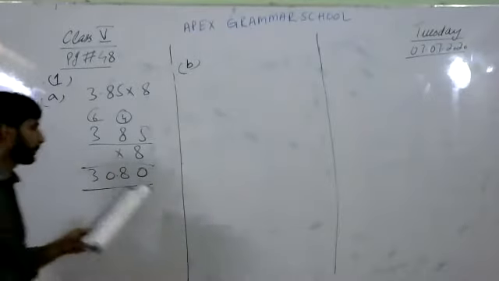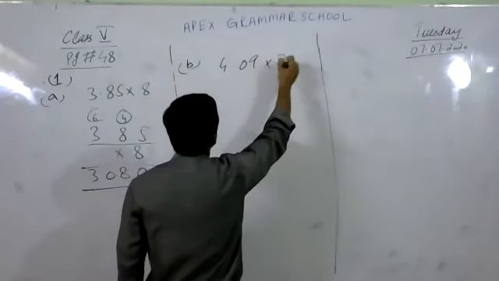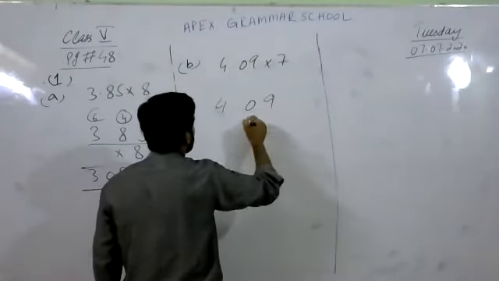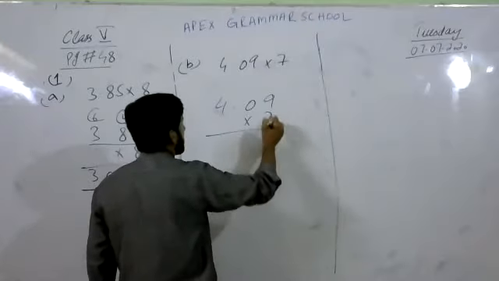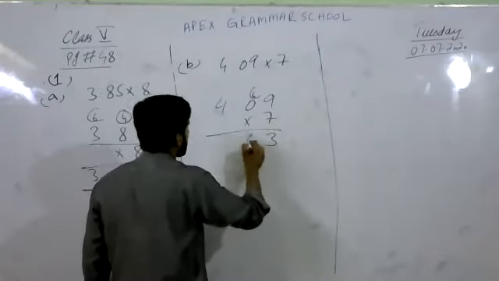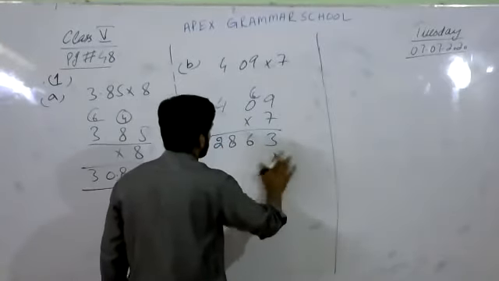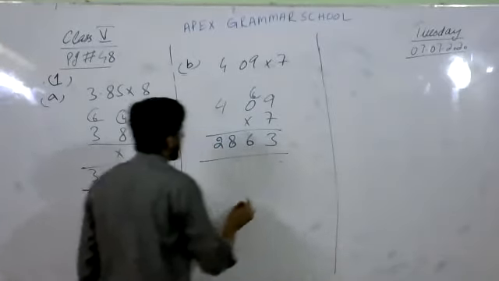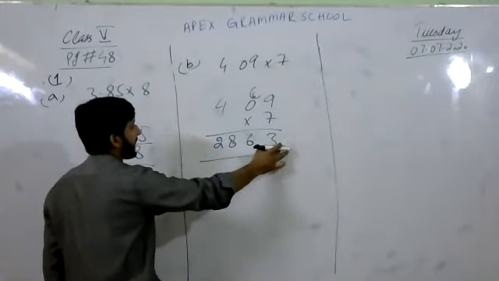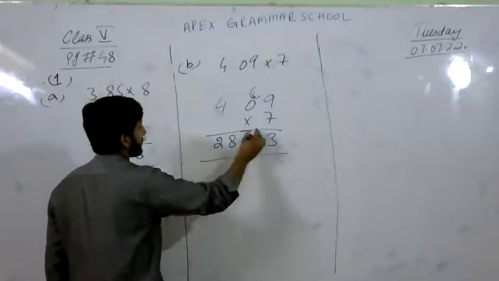B part is 4.09 into 7. 4.09 multiplied by 7. 7 nines are 63, 6 carry, 7 zeros are 0, 6 as it is, 7 fours are 28. Once again, there are 2 digits after the decimal. In the answer from the extreme right side, we will leave 2 digits, 1, 2, then make a point.